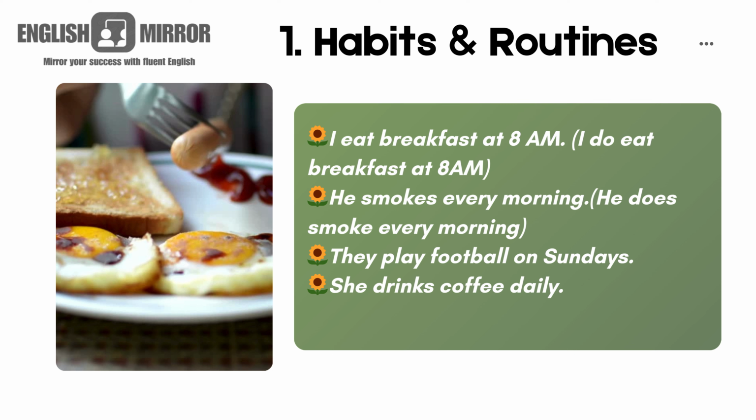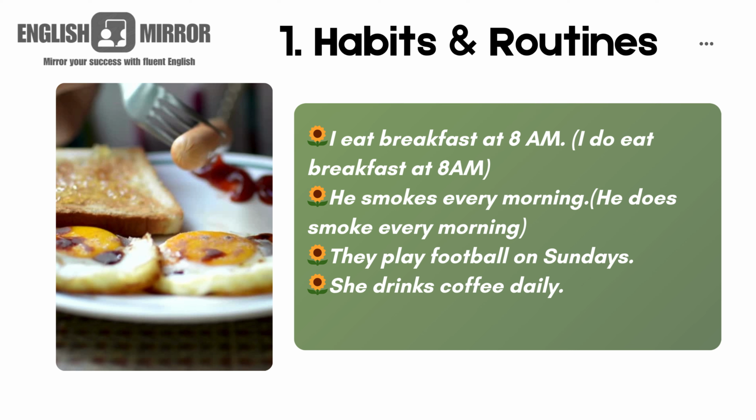Now the next example is: He smokes every morning. Here the subject is he, so the verb has become smokes. S is added to the verb because the subject is singular, so the verb should also be singular. If we want to add does to the sentence, since the subject is he, we will add only does. It is not do. He does smoke. There is no need for smokes, because smoke plus does is smokes. So the sentence becomes: He does smoke every morning.